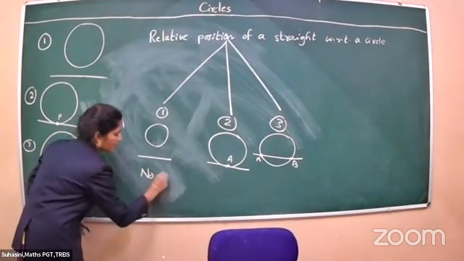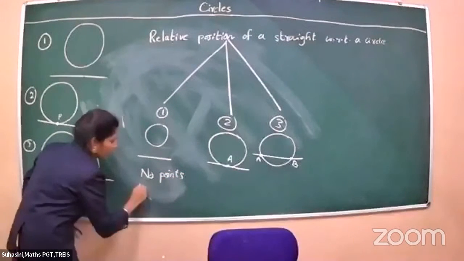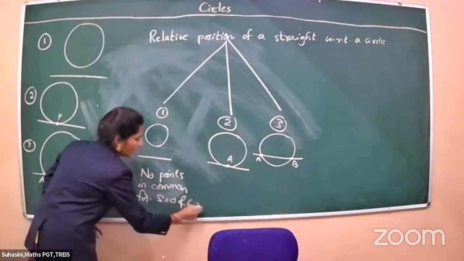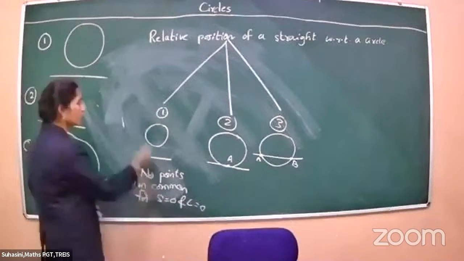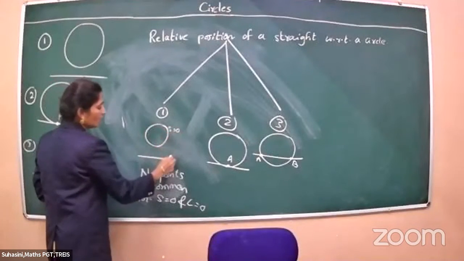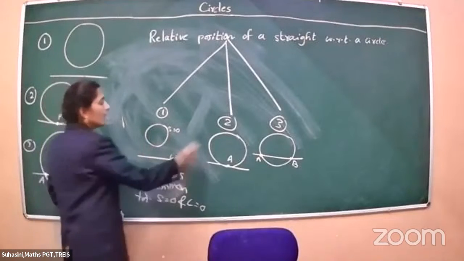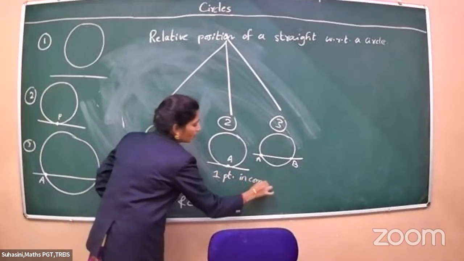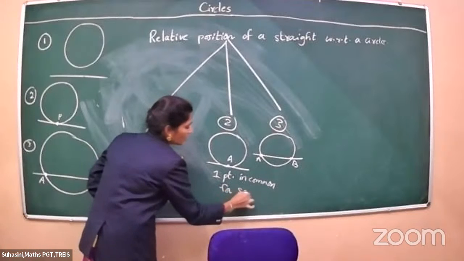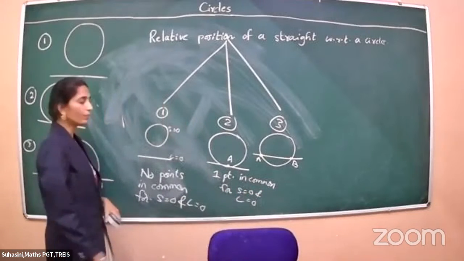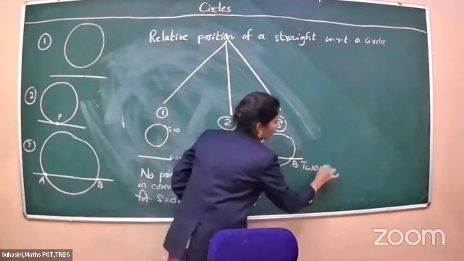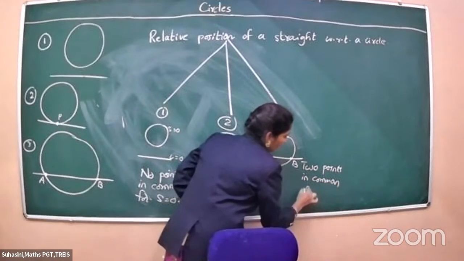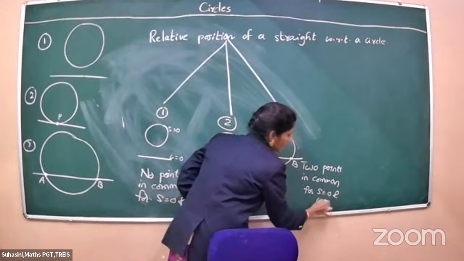So, no points in common for S equal to 0 and L equal to 0. The circle is S equal to 0 and the line is L equal to 0. Here we have 1 point in common for S equal to 0 and L equal to 0. 2 points in common for S equal to 0 and L equal to 0.